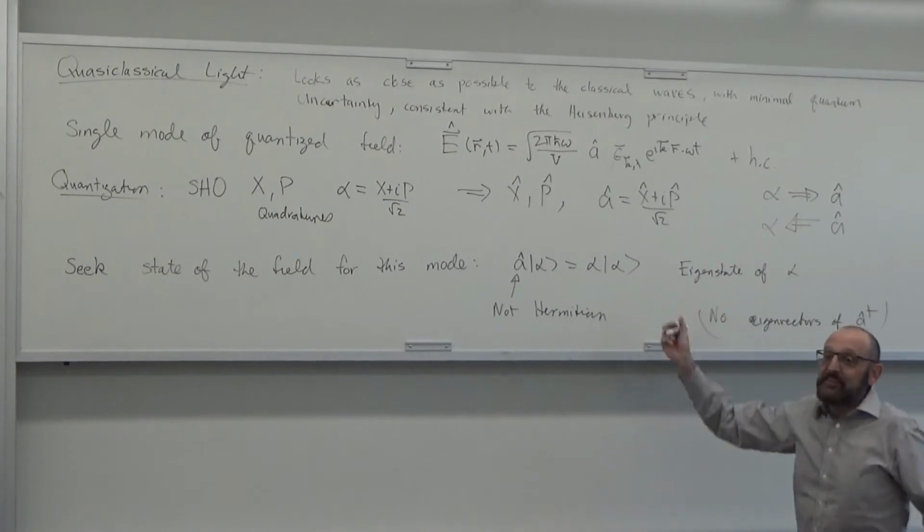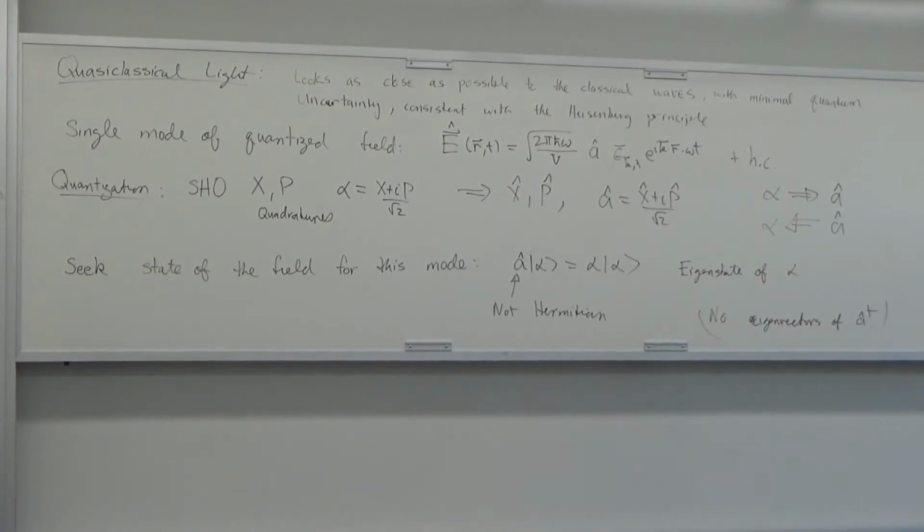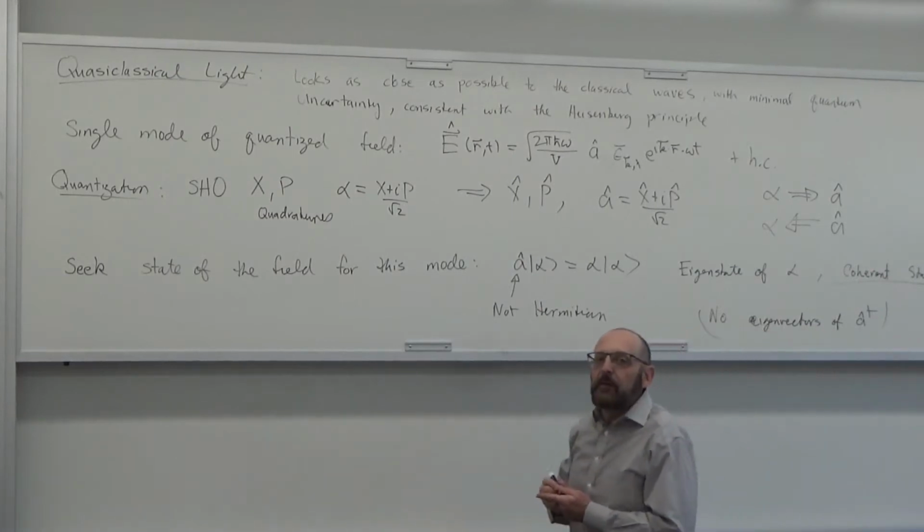There are these states which are eigenvectors of A. Turns out, just as chance would have it, these are called the quasi-classical states, and for historic reasons that we still stick with today, these are called the coherent states, because they're related to optical coherence theory, and we're going to talk about that.